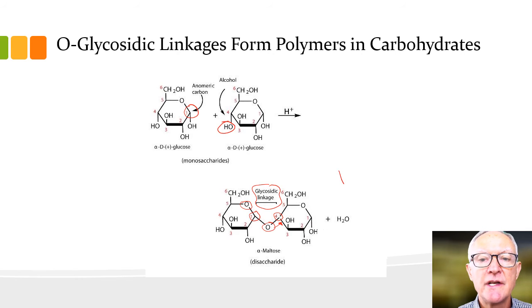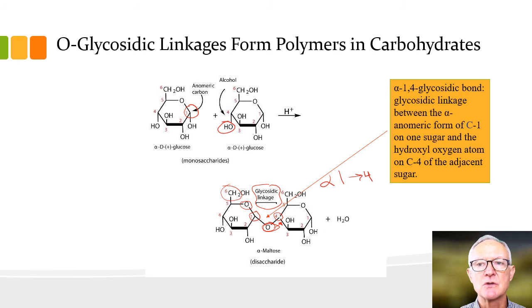So this is a 1-to-4 linkage, and because the oxygen here on the anomeric carbon is on the opposite side of the ring from carbon 6, this is an alpha 1,4 linkage. So it's a glycosidic linkage, alpha 1,4, and it links two glucose molecules, and those together create maltose. So maltose is a disaccharide with two glucose molecules. The alpha 1,4 glycosidic bond is the linkage between the alpha anomeric form of carbon 1 on the first sugar and the hydroxyl that was on position 4 of the second sugar.